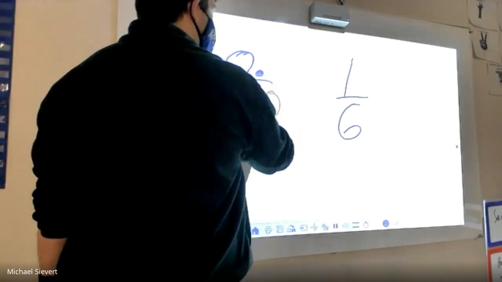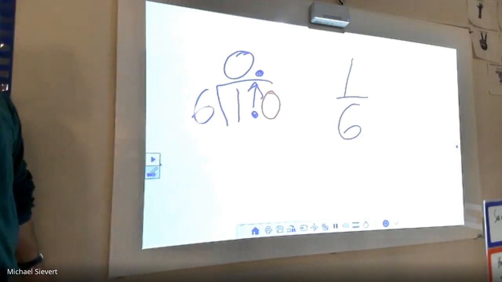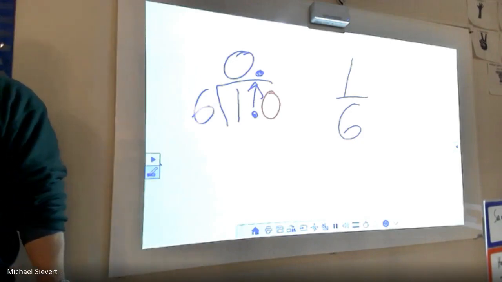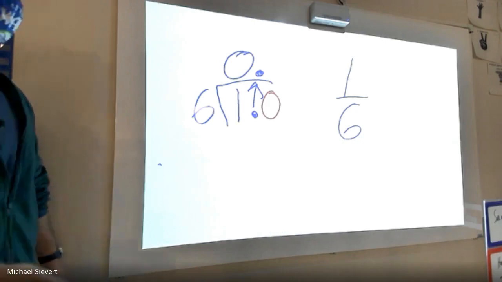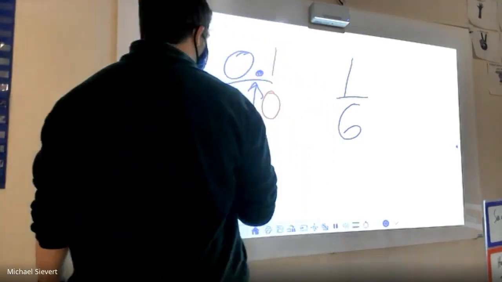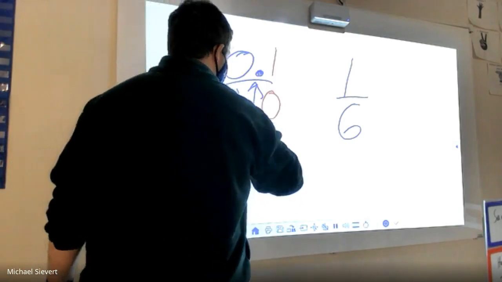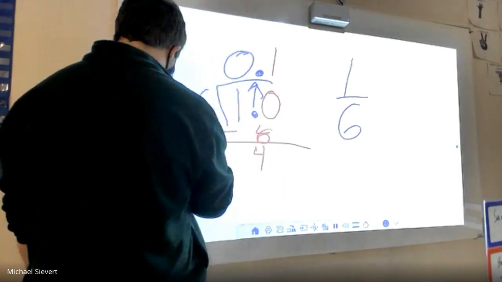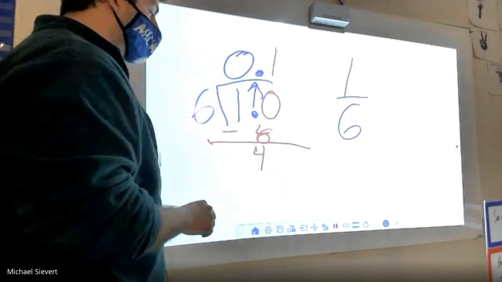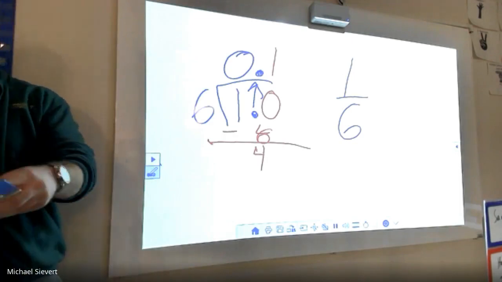Correct. Kamari, what number do you have now since you added that 0? 10. Correct. How many groups of 6 are in 10? Thank you for the finger so we can get this rolling faster. 1. So 6 times 1 is 6. 10 minus 6 is 4. Okay, are we done? No. What do you have to add now?